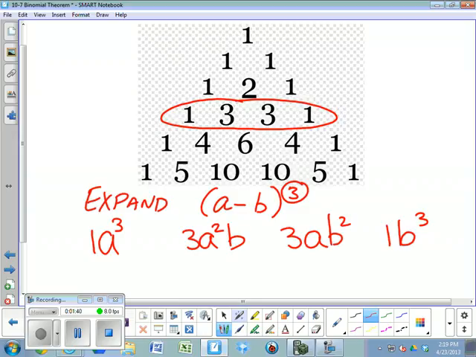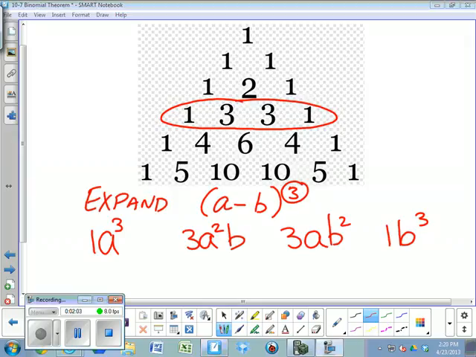So those are the 4 terms that are going to end up in the binomial expansion of a minus b cubed. If it was to the 4th, 5 terms would show up. If it was to the 7th, 8 terms would show up. You would always have 1 more term than the exponent that you're using.